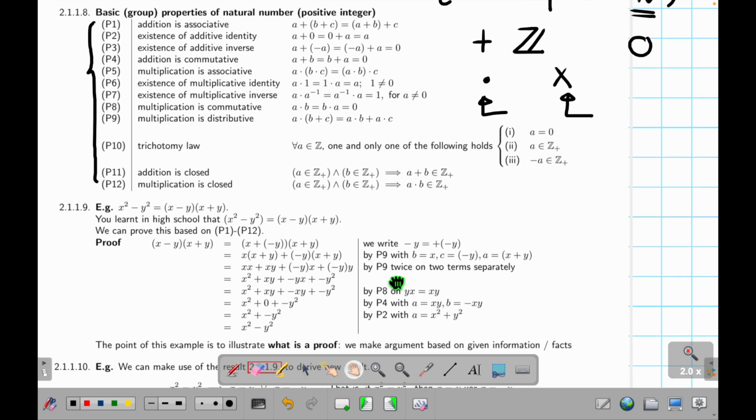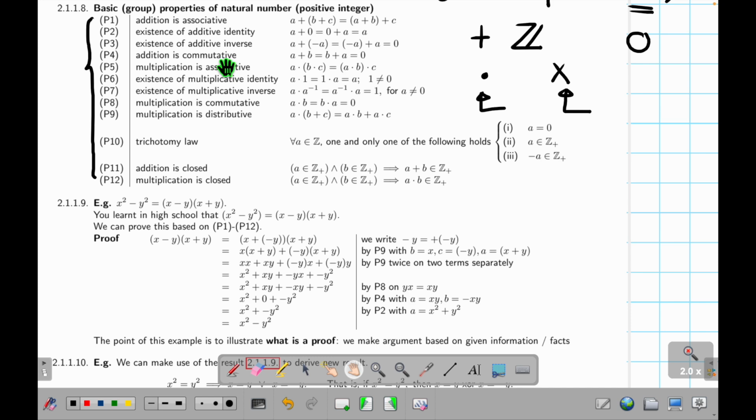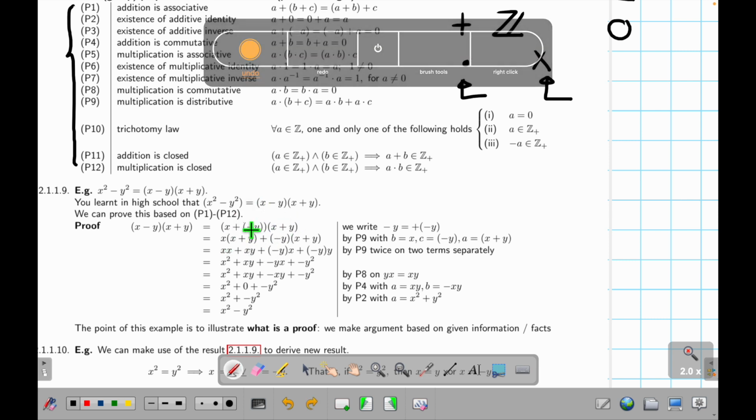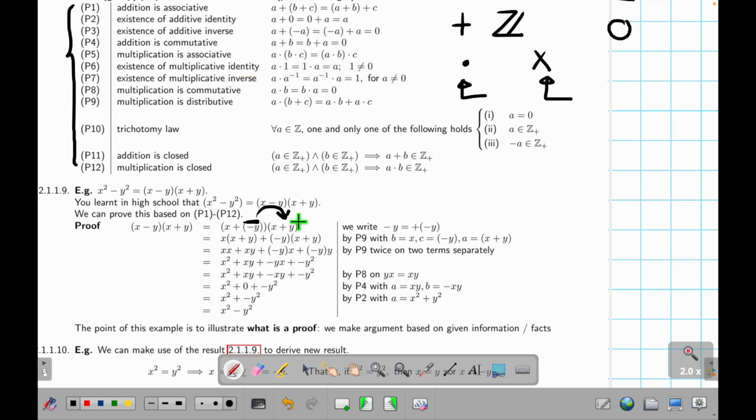The important message here is that based on this, you can prove a lot of things. For example, x squared minus y squared equals (x minus y) times (x plus y). Actually, you can prove this based on these 12 sentences. So I can write this negative y as my plus a bracket negative y. Then this x multiplies the whole bracket, giving me this term. And then this bracketed term with a negative sign goes to here, giving me this term.